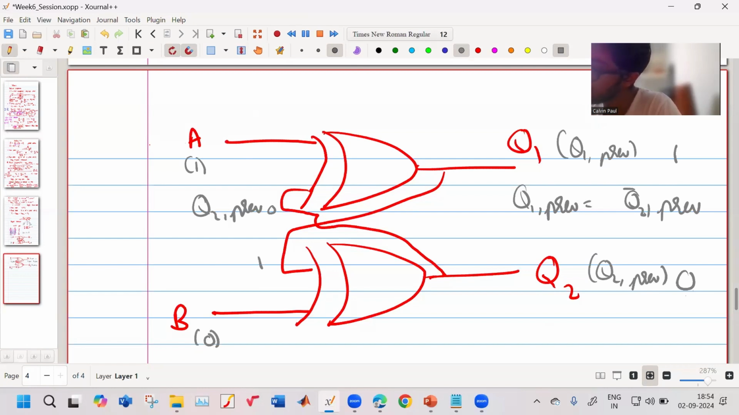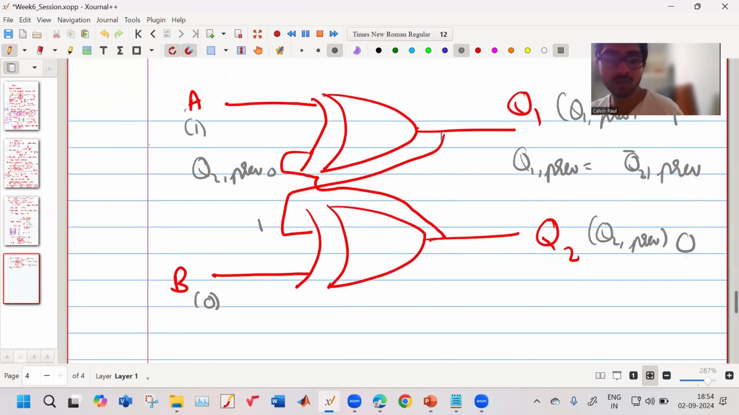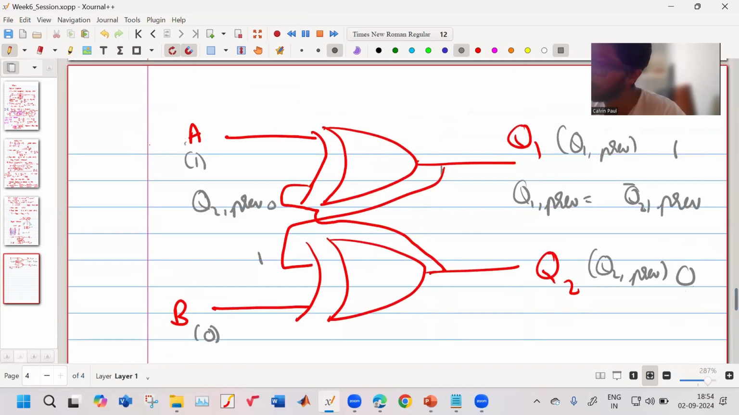So this X, 1 or 0, again becomes 1. I'll have to check this logic. Here I think I'm making an error. I will check this logic and clarify it with you guys later. Is anyone able to identify my mistake?